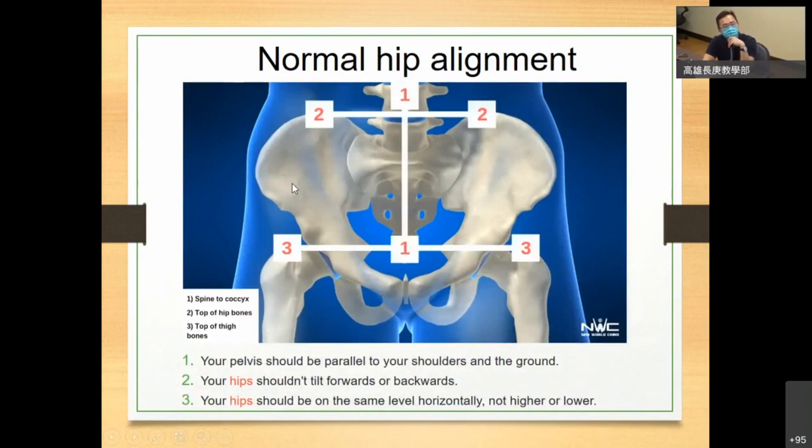So after angulation, I will introduce the alignments. What is alignment? I say that alignment means the normal relationship between bones. Okay, so as the picture shows, this is our hip joint, pelvis, sacrum and our bilateral hip joints. For the normal alignment, we drop a line. The first line is from the lumbar spine to the lower part of the sacrum. This line should be in the center of the body. If this line is not in the center of the body, then the hip joint or maybe the pelvis is not in good alignment.